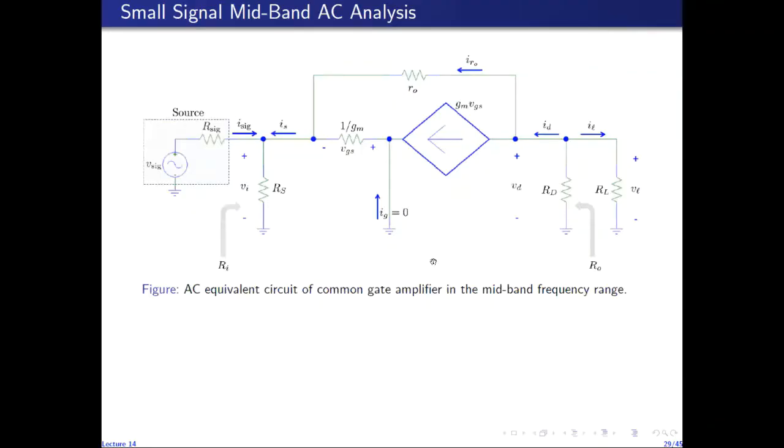So this is the complete small signal AC equivalent circuit for the common gate amplifier, in which I have replaced the transistor with the small signal T model. We analyzed the common source amplifier by replacing the transistor with the small signal hybrid pi model. This time we replace it with the small signal T model.